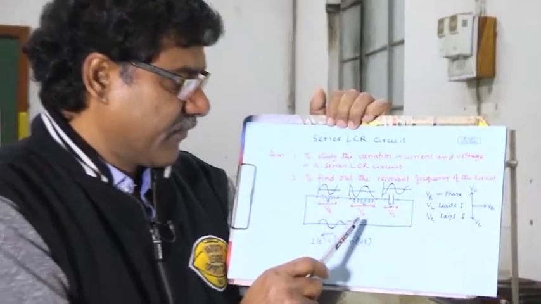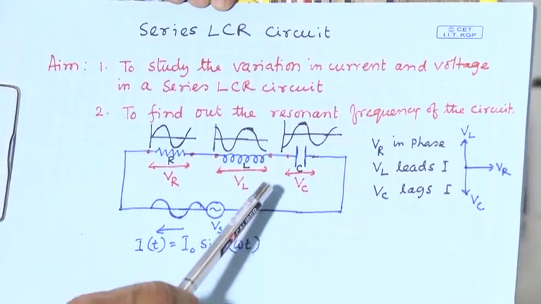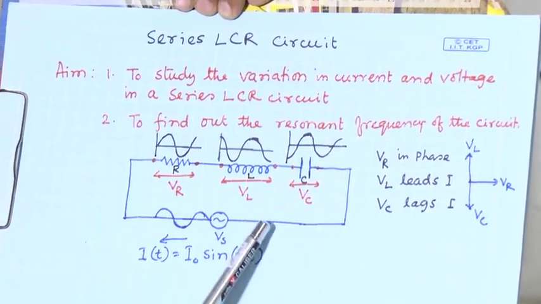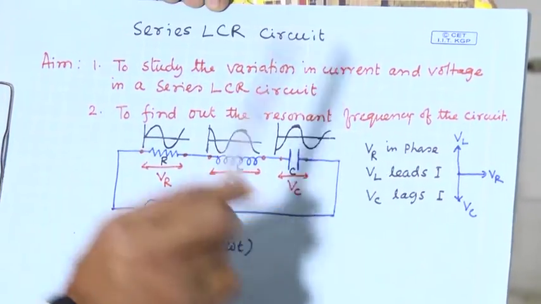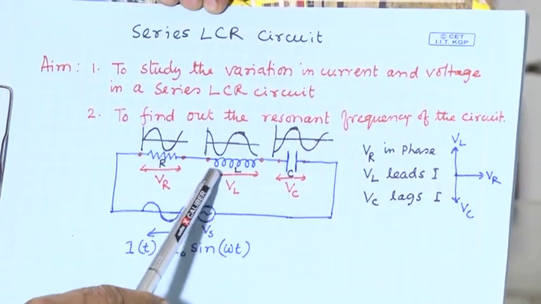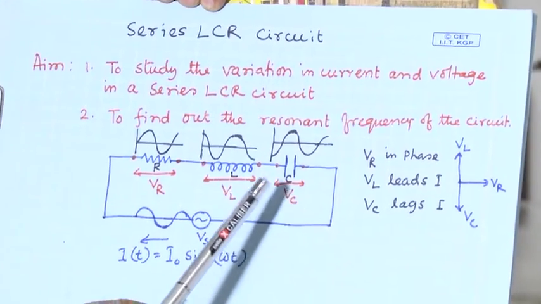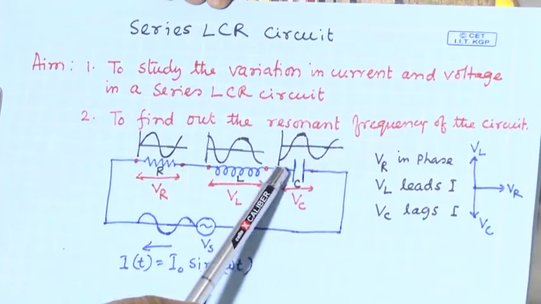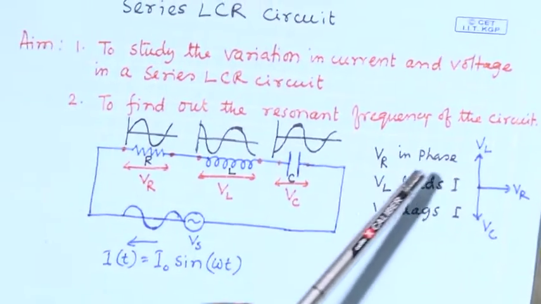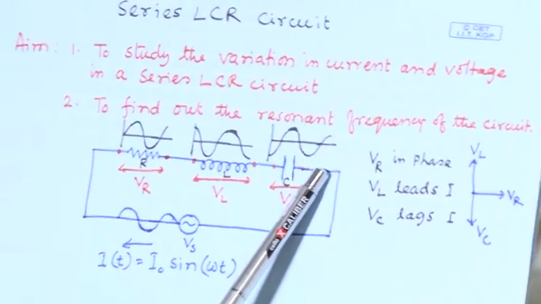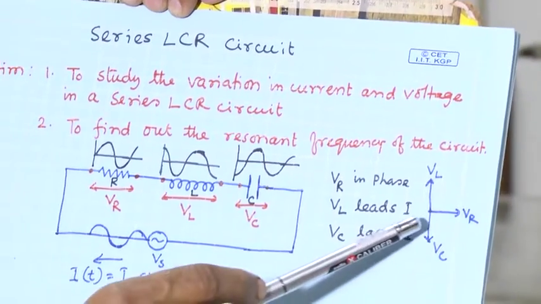Here, if current flows in this circuit, we can measure the voltage across the resistance, that is VR, the voltage across the inductor, that is VL, and the voltage across the capacitor, that is VC. If you plot these voltages, VR, VL, VC, then what will you get?